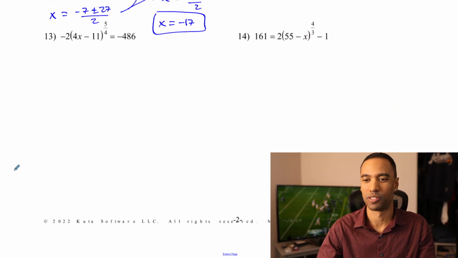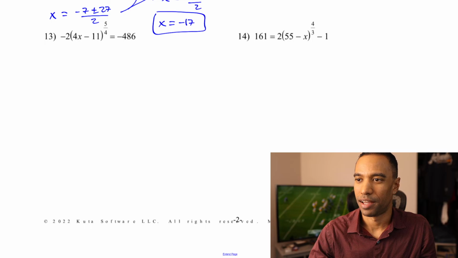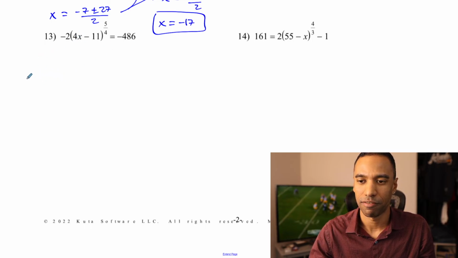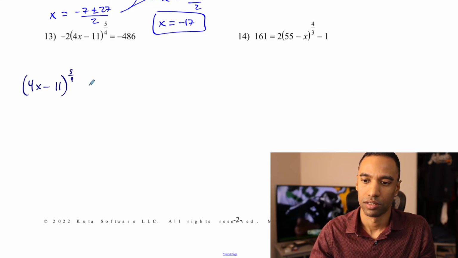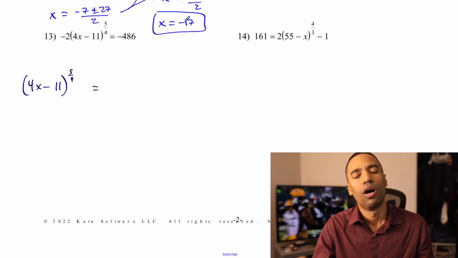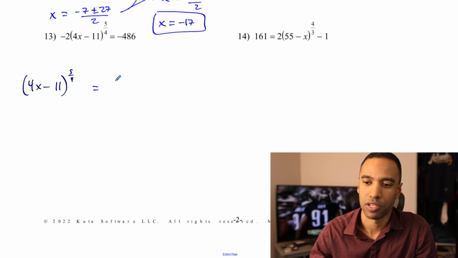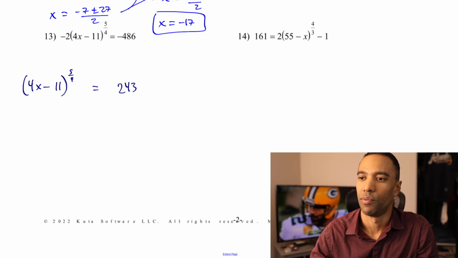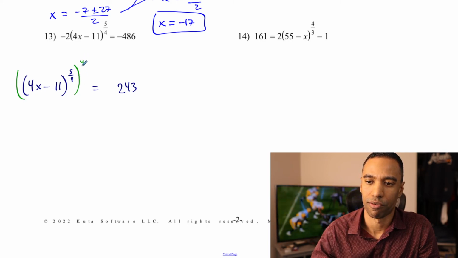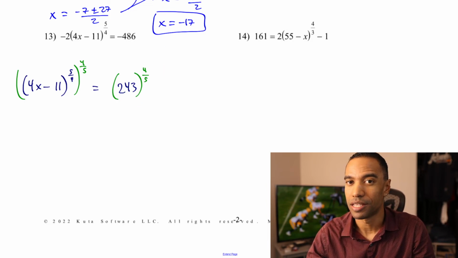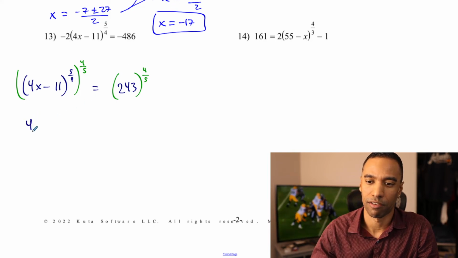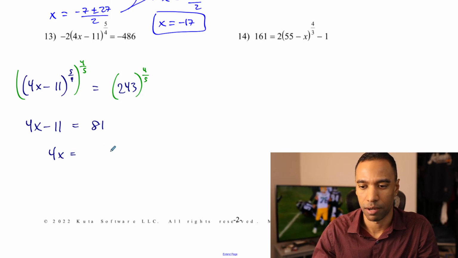2 more problems. I am almost done. I am so excited. Okay. Divide by negative 2. I don't know why I gave myself so much space. 243, positive 243. And we get to raise both of these to the 4/5, which means we have to take the 5th root of 243, which is 3. And then 3 to the 4th is 81. So this will be 4x minus 11 equals 81. Add 11, divide by 4.